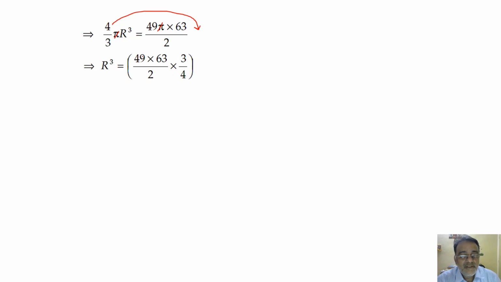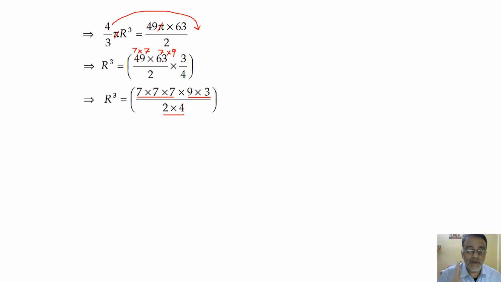So one minute, look carefully. This will be 7 into 7, right? And this will be 7 into 9. So the numerator will be 7 into 7 into 7 into 9 into 3/2 into 4. See, this becomes 3 cube, this becomes 7 cube and this becomes 2 cube. Okay. If you take the cube root, you will get 7, 3 and the denominator 2. This step is clear? Yes, sir. So we'll get radius 21/2.